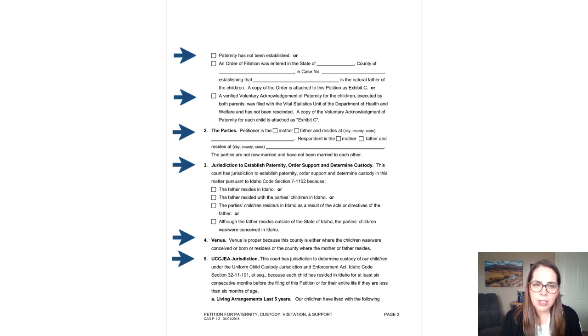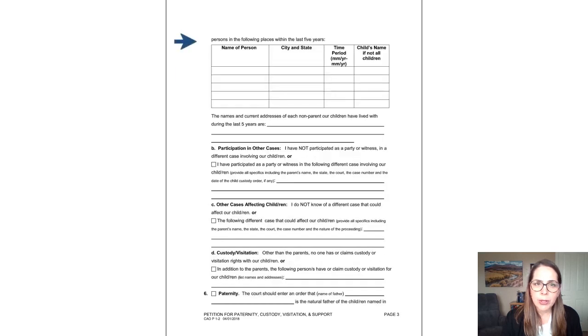Here on section 5A, it's going to start on the top of page 3, where you're going to list the persons and places where the children have resided in the last 5 years. Generally, this is mom and dad. If your situation is different, please explain it here. In section B, you're going to identify whether or not you have participated as a party or witness in any other cases, and you would list those case numbers.